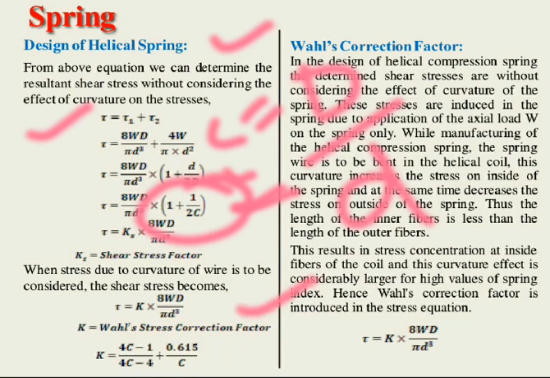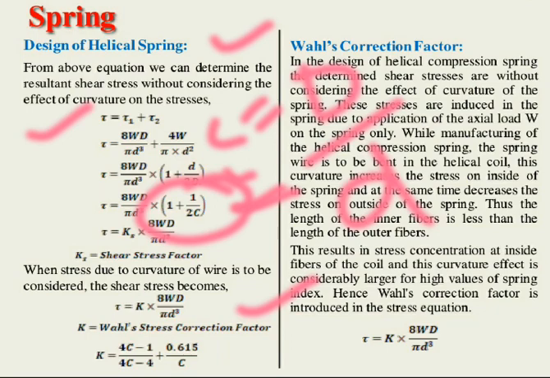That means we won't have to take that shear stress factor. Only stress due to curvature of wire is to be considered, so there is no separate shear stress included as acting on the object. If only stress is being considered, then at that point we can't take this shear stress factor. Rather, we have to calculate this K in place of that Ks.